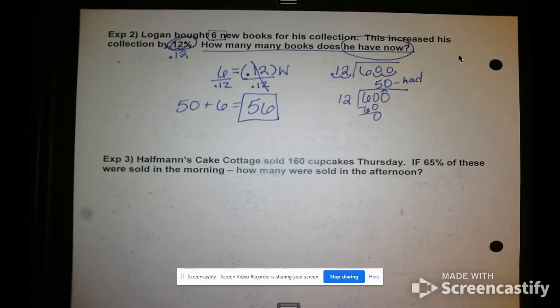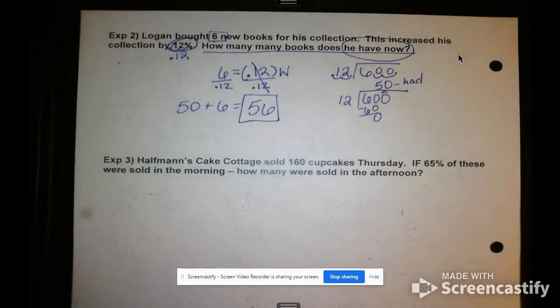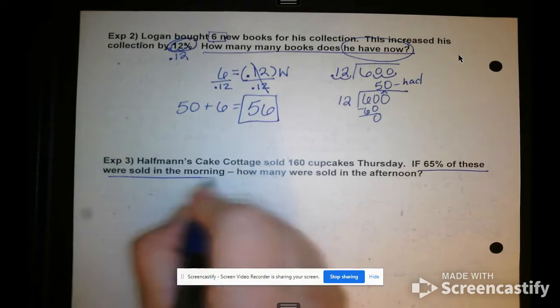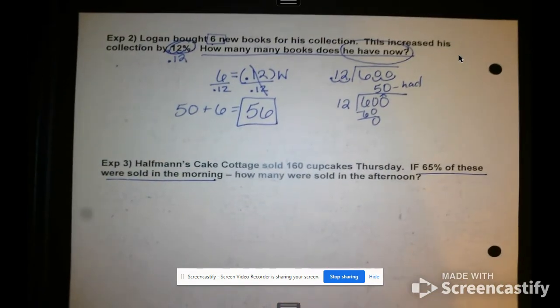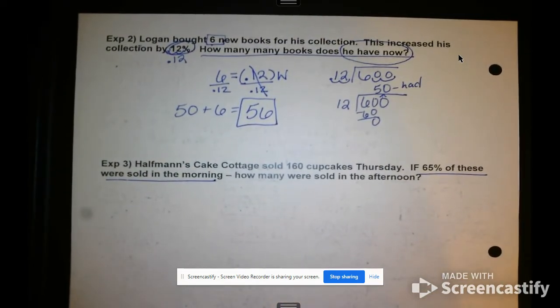Okay, Hoffman's Cake Cottage sold 160 cupcakes on Thursday. If 65% of these were sold in the morning. Okay, I have a percent. If I see a percent, what do I do first? Make it a decimal.